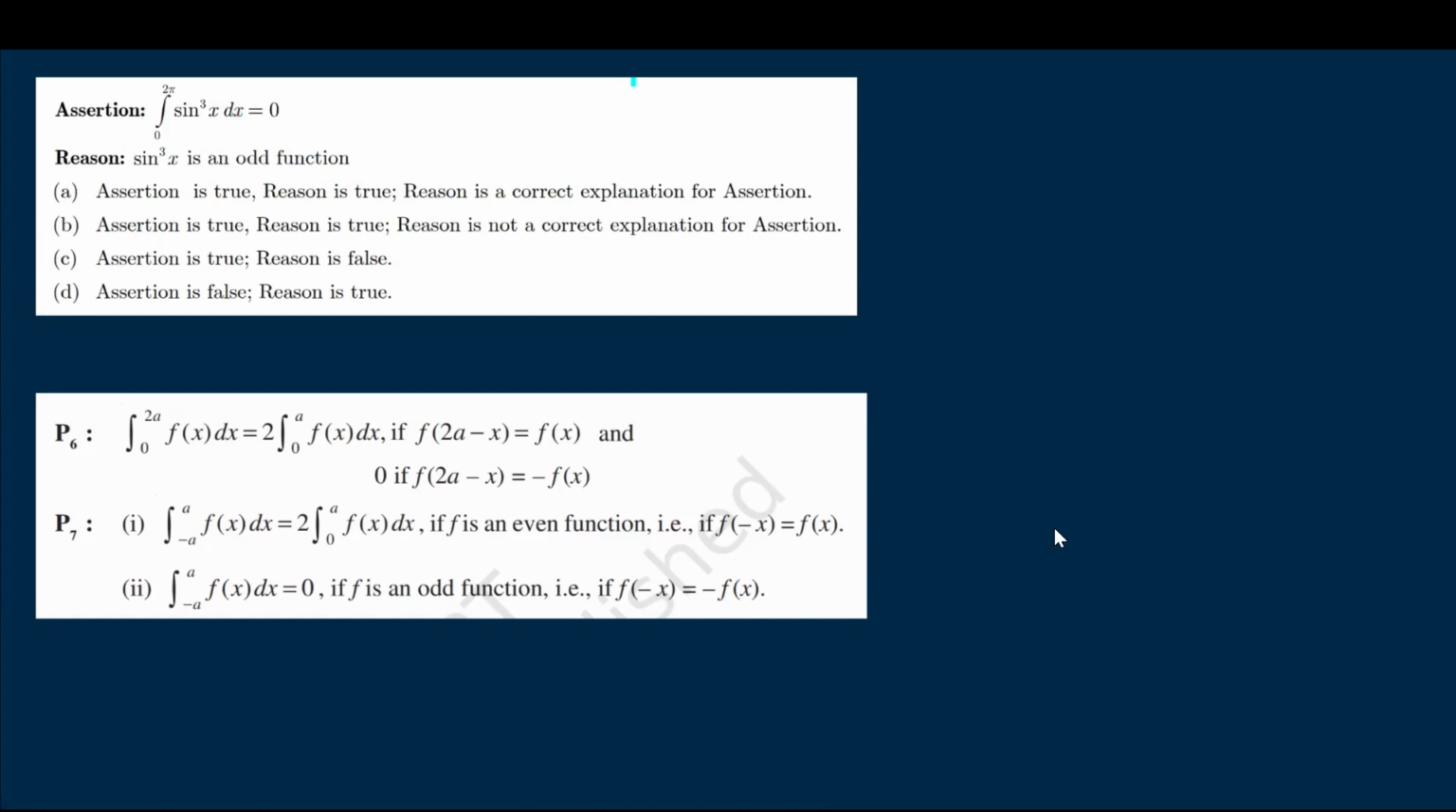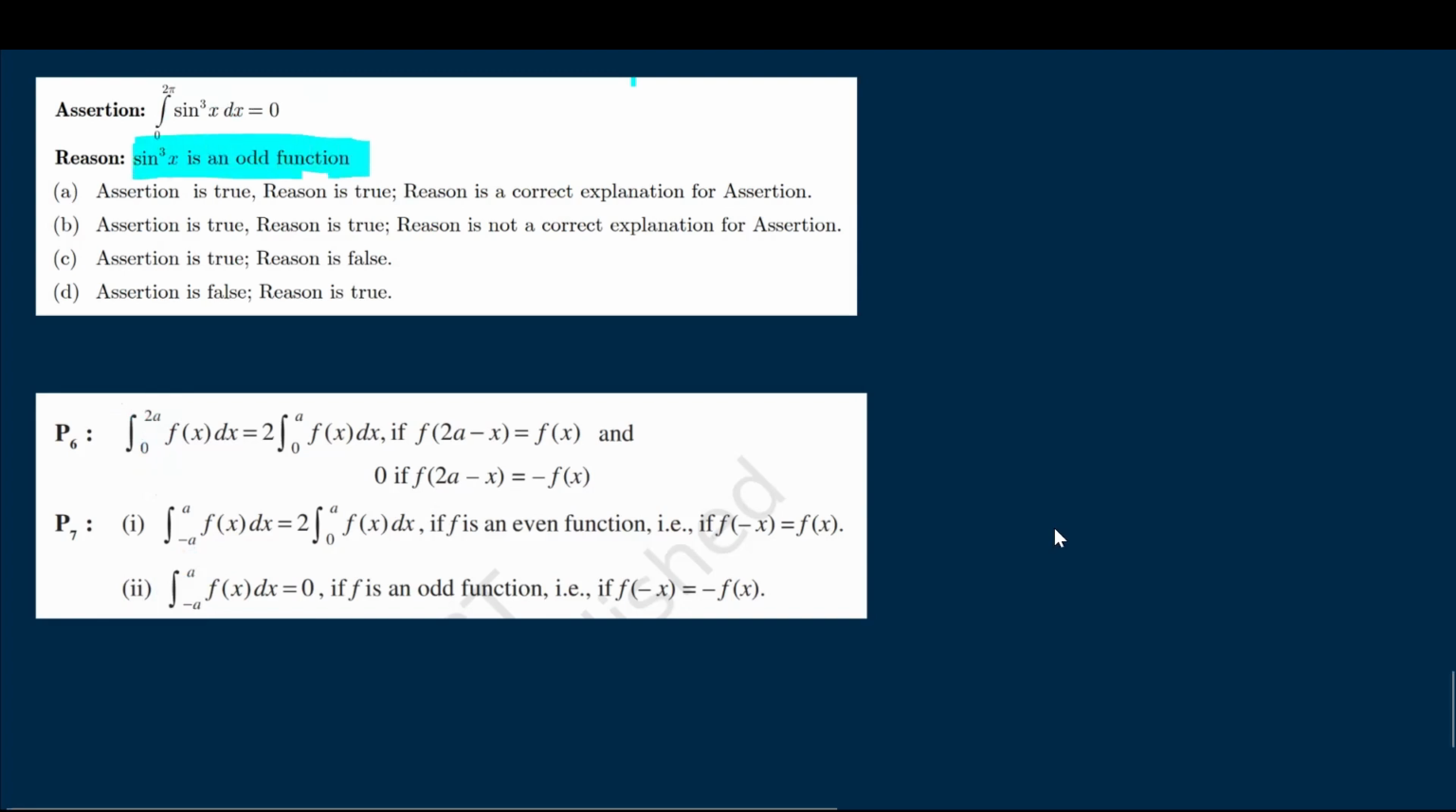The odd and even function property is applicable when the limits are in the form of minus a to a, and not when we have 0 to a. Here we have 0 to 2 pi. If it is equal to 0, then the assertion is correct. But look into the reason over here. The reason says that this is an odd function.